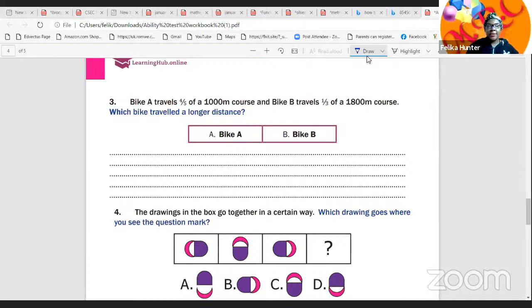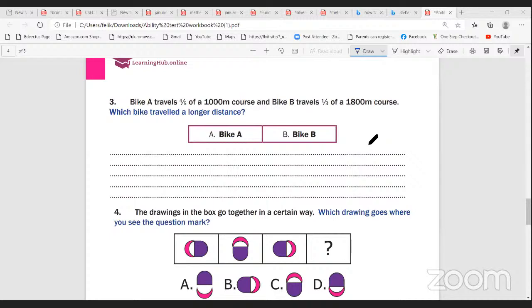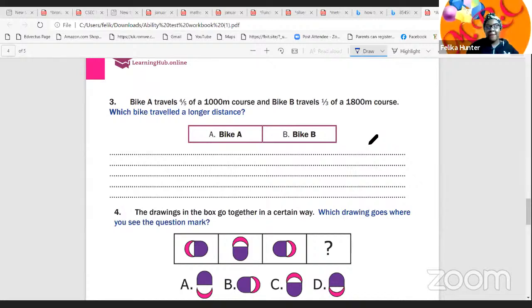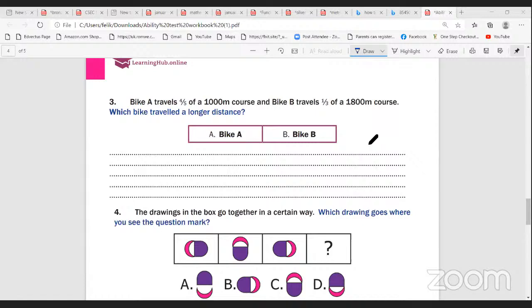All right, correct me if I didn't pronounce it correct. Go ahead there. Bike A travels 4/5 of a 1,000-meter course, and bike B travels 1/3 of a 1,800-meter course. Which bike travels a longer distance?